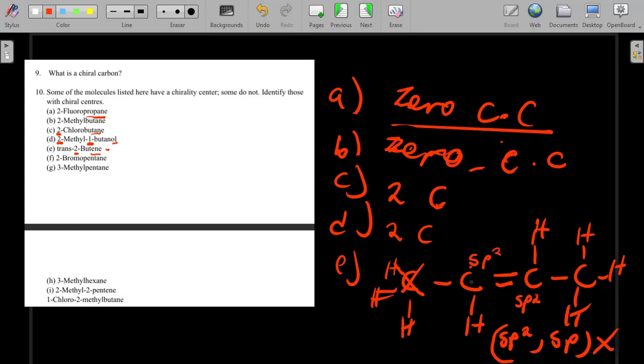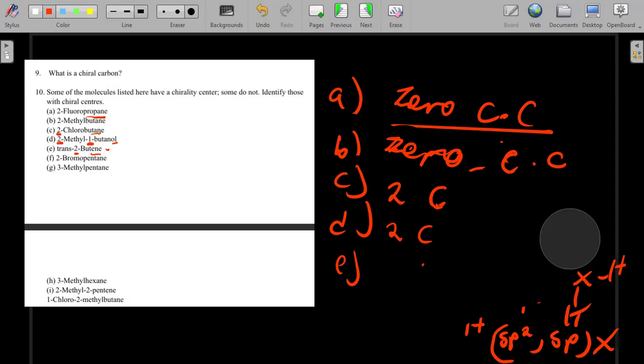So here, you don't have a chiral carbon. This is not a chiral carbon. This is not a chiral carbon because of those double bonds. Definitely even here, this one is not a chiral carbon. So for the last part as well, we don't have any chiral carbon in that molecule. So we have 0 chiral carbon.